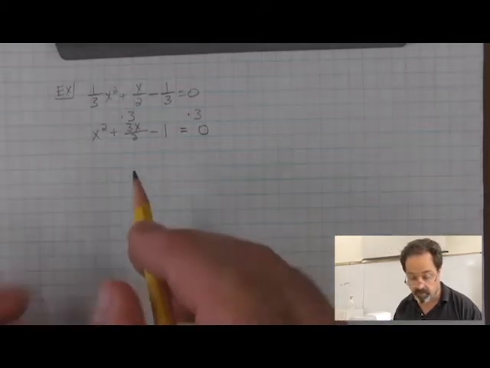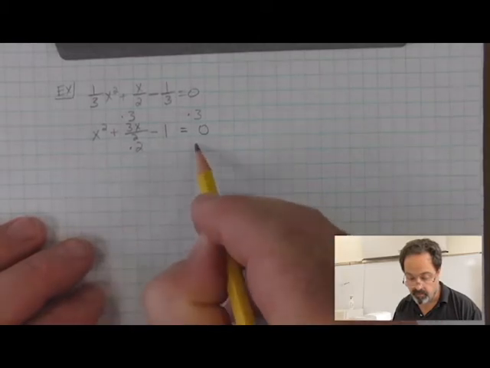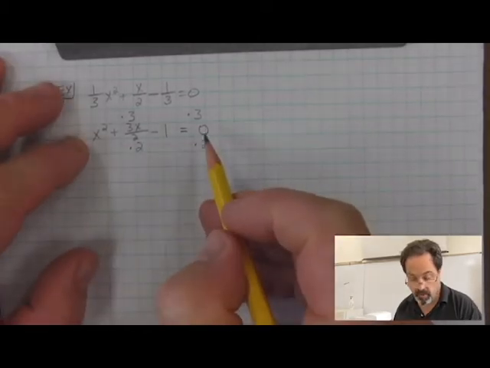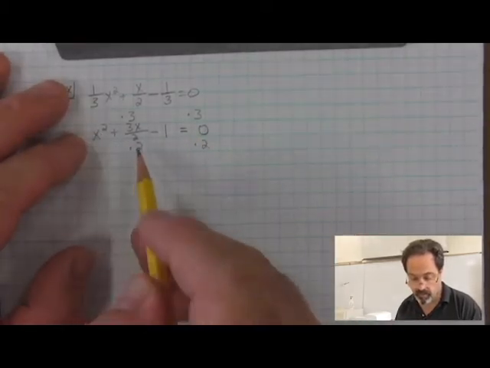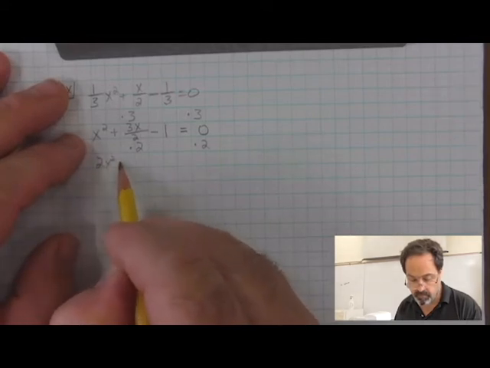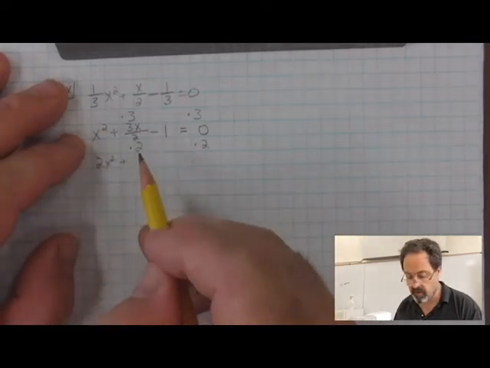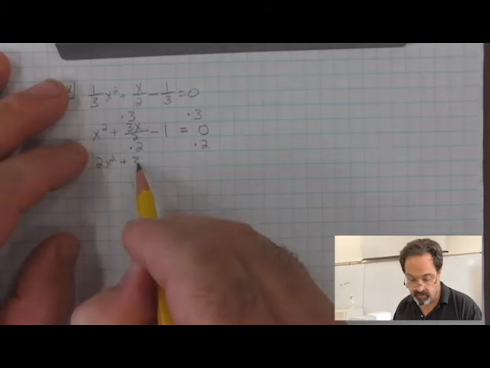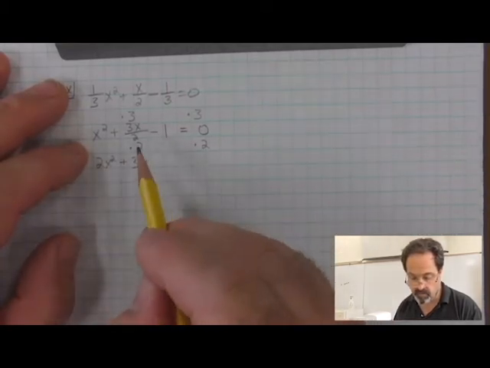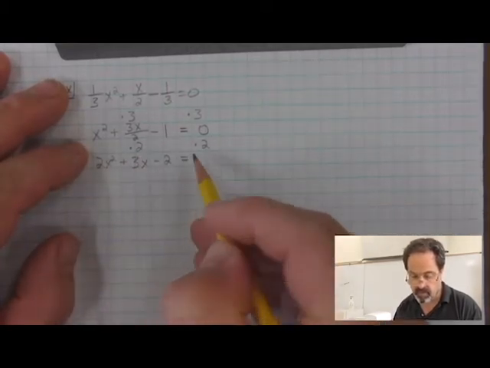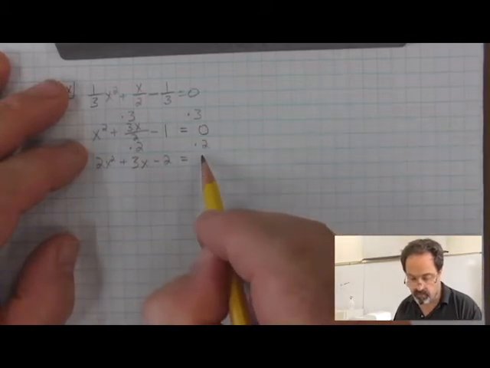I could multiply through again by choosing to multiply both sides by 2. When I do, x squared times 2 becomes 2x squared. 3x divided by 2 times 2 takes care of that denominator, leaving 3x. And negative 1 times 2 is negative 2. Again, on the right, 0 times 2 remains 0.